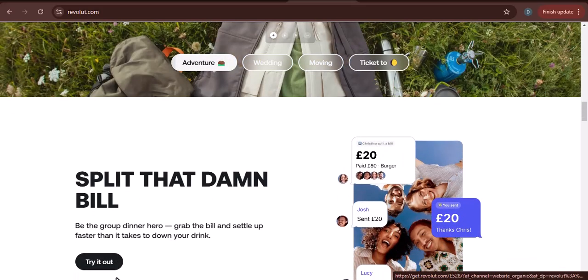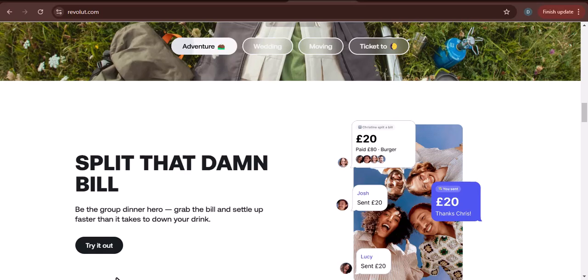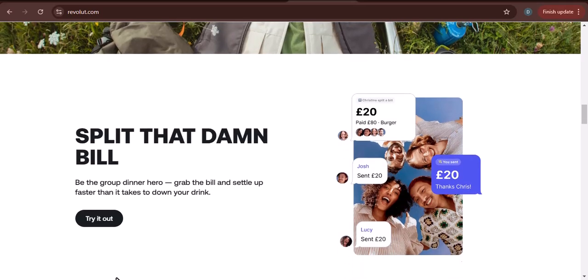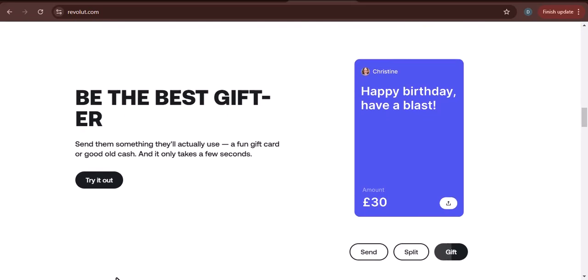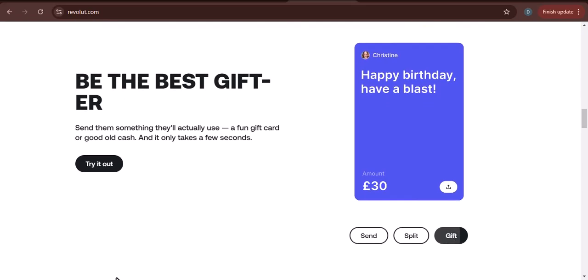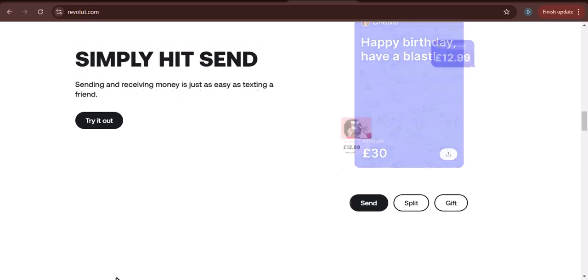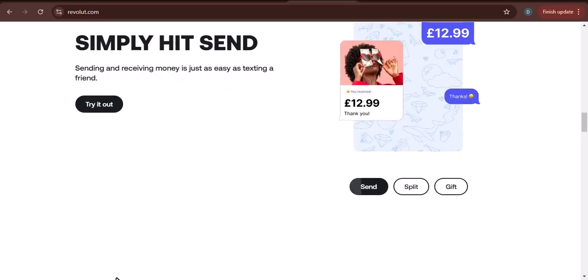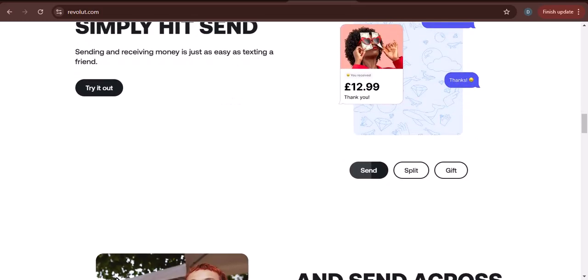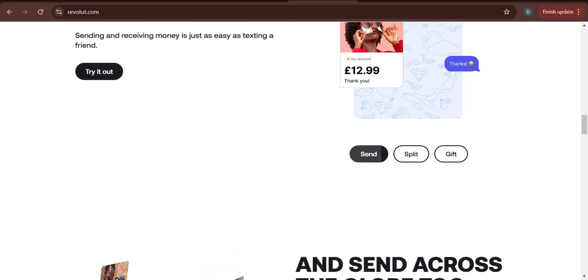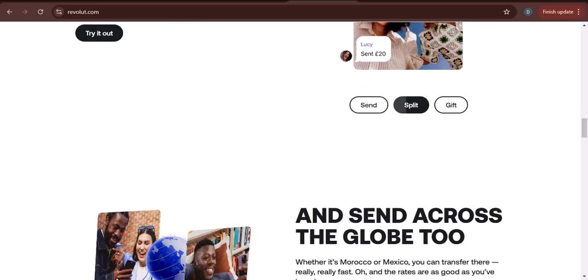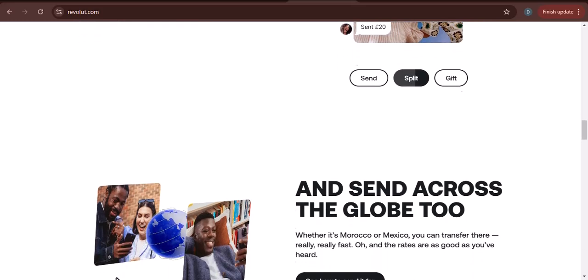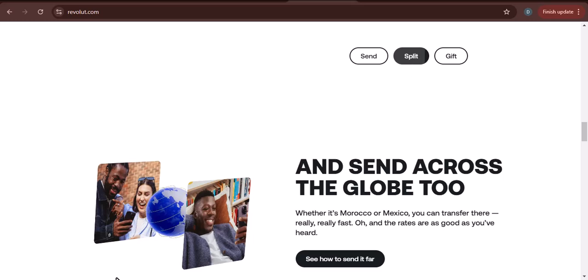Benefits of receiving USD in Revolut. There are a number of benefits to receiving USD in Revolut. Low fees: Revolut charges very low fees for currency exchange and international transfers. Fast transfers: transfers are typically completed within a few seconds or minutes. Easy to use: the Revolut app is easy to use and navigate. Secure: Revolut uses a number of security measures to protect your money.